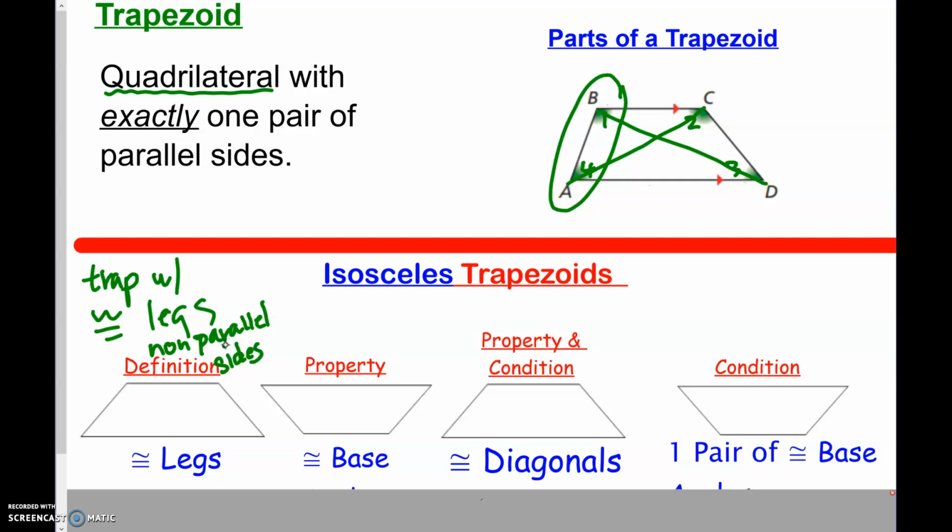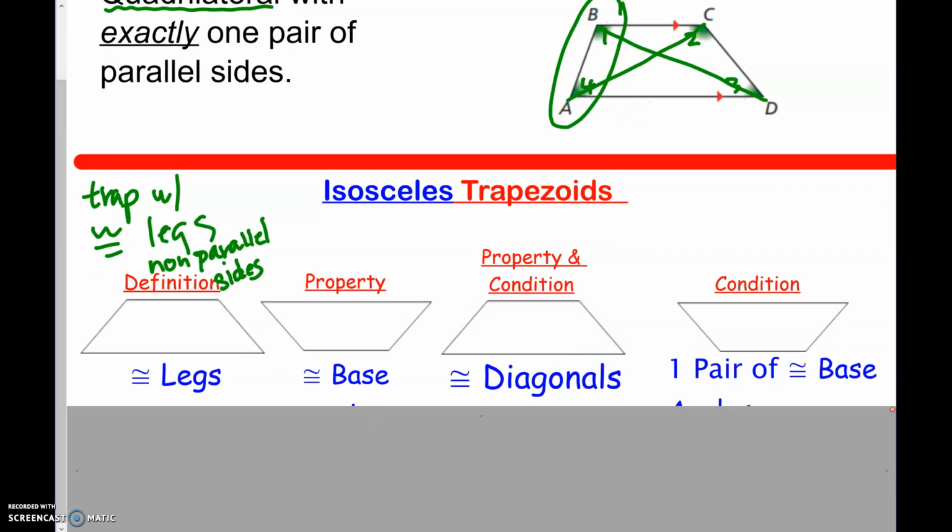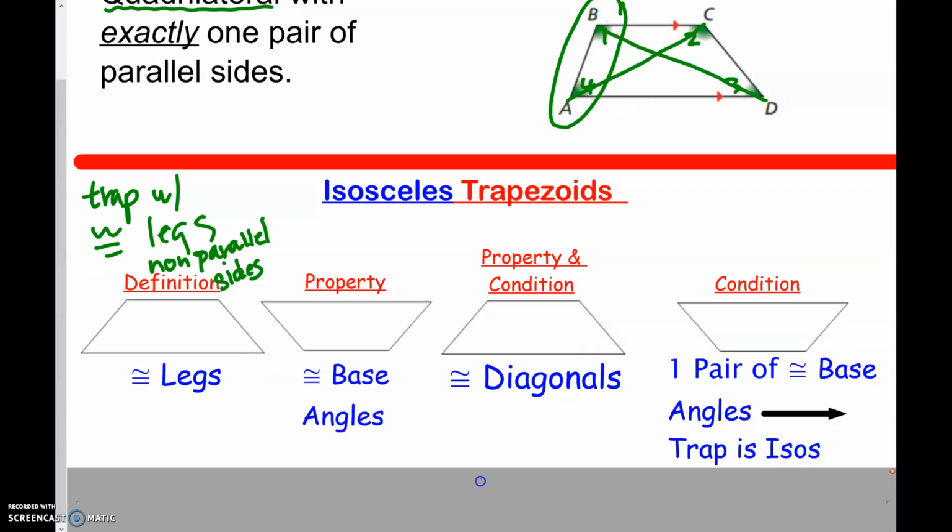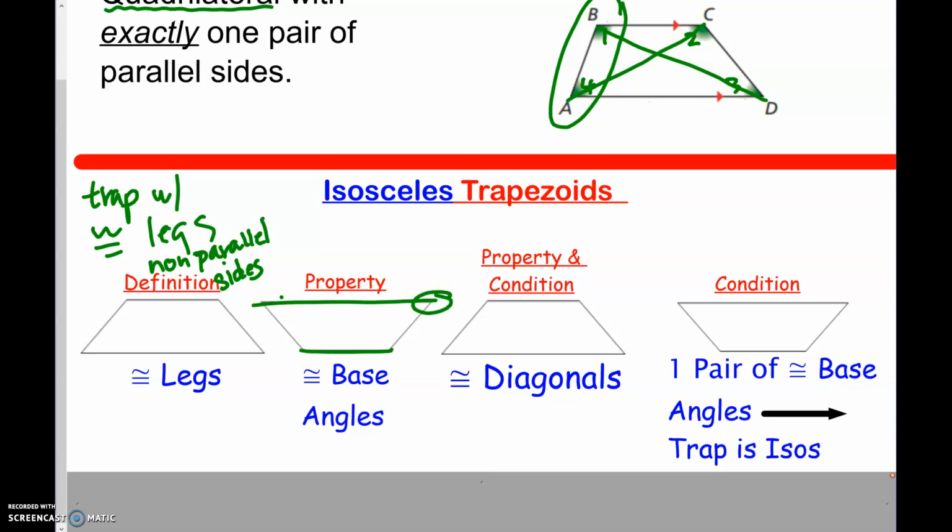Okay, and so what happens here, if we have an isosceles trapezoid, is that your base angles are congruent. Now, what are your base angles? So if these are your parallel sides, the base angles are the angles right on the same side as one of the parallels. So those would be considered base angles. And here's another pair of base angles. And your base angles are going to be congruent.